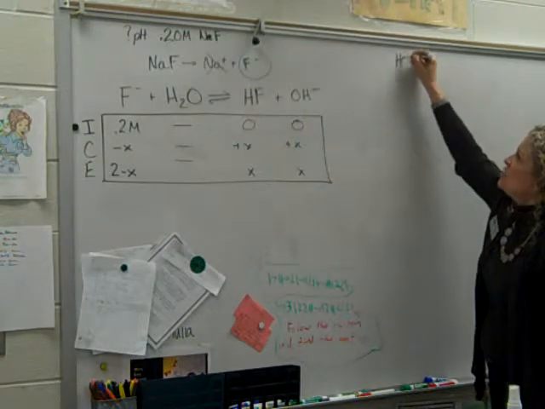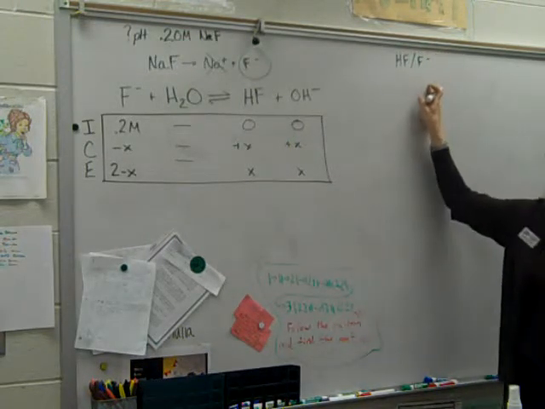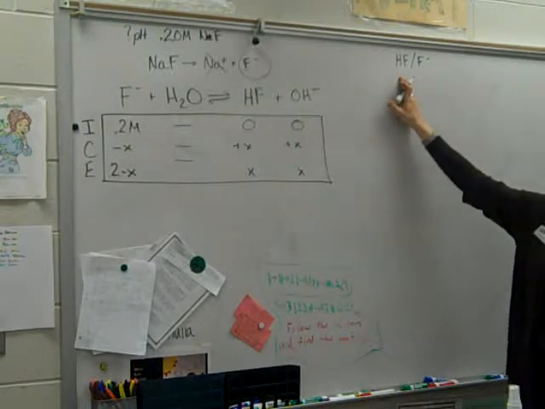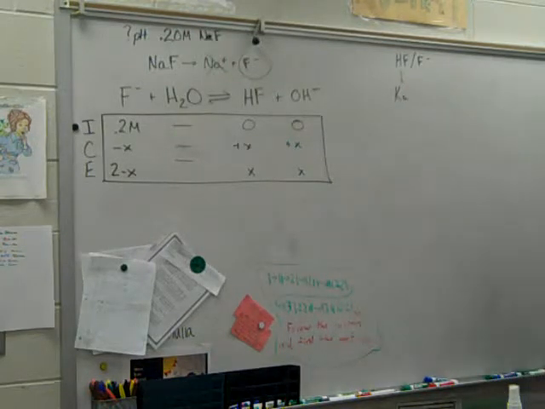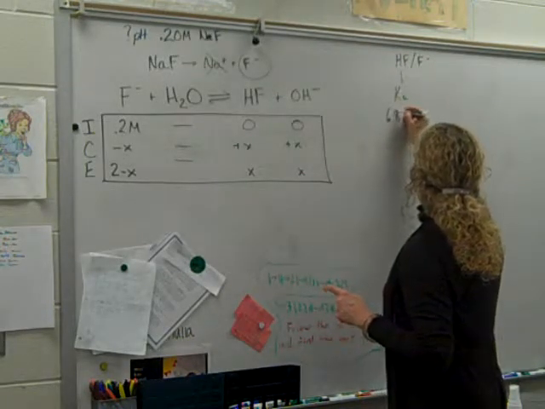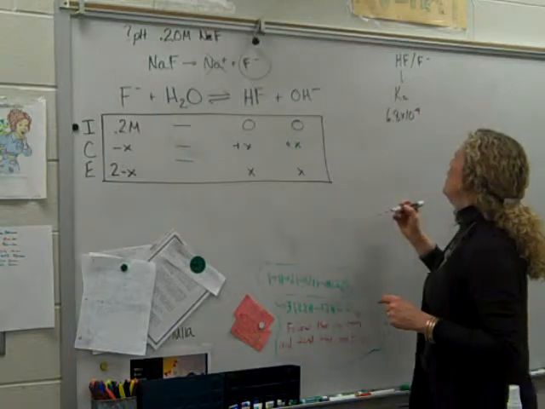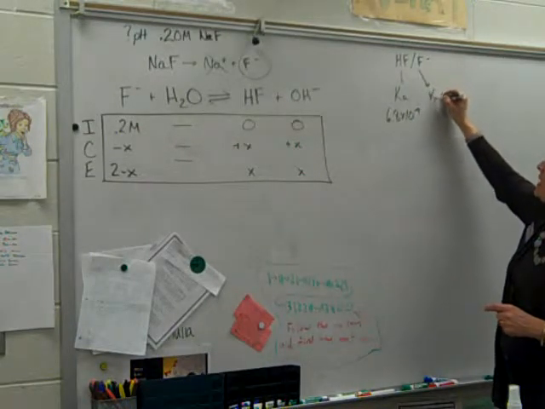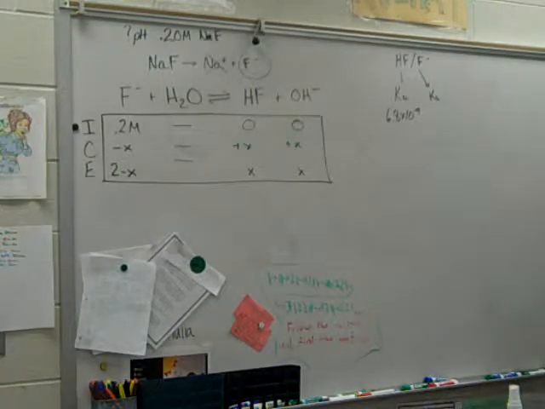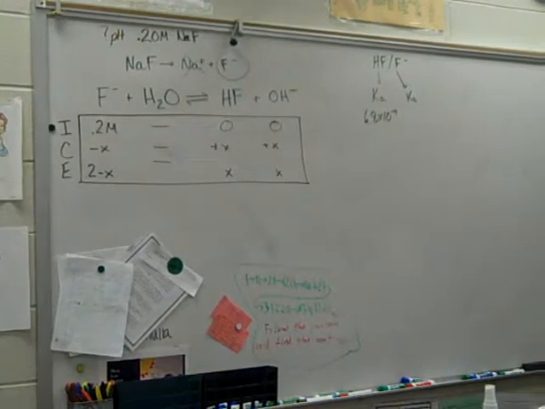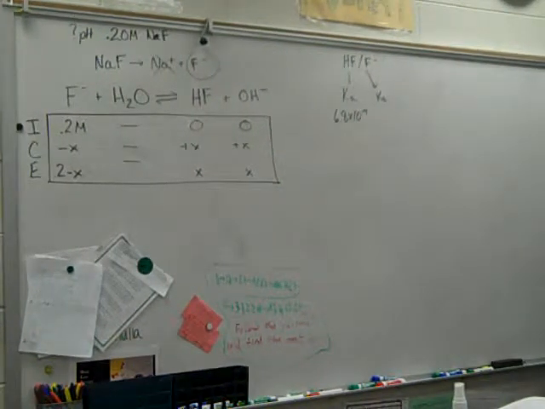Because the conjugate acid of F minus is HF, we can find a Ka value for HF. So let's look at that. It's 6.8 times 10 to the negative 4. But what we need is a Kb for F minus. I want you to look on your formula sheet and see if you can find any relationship between Ka and Kb.